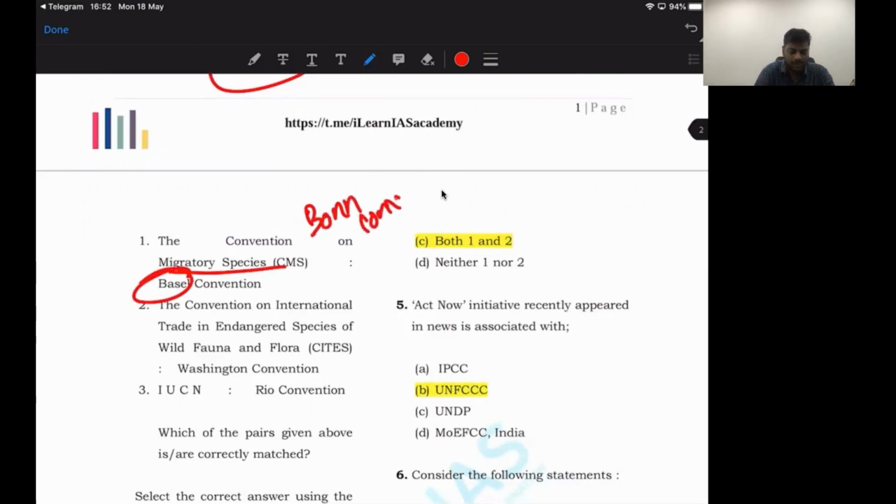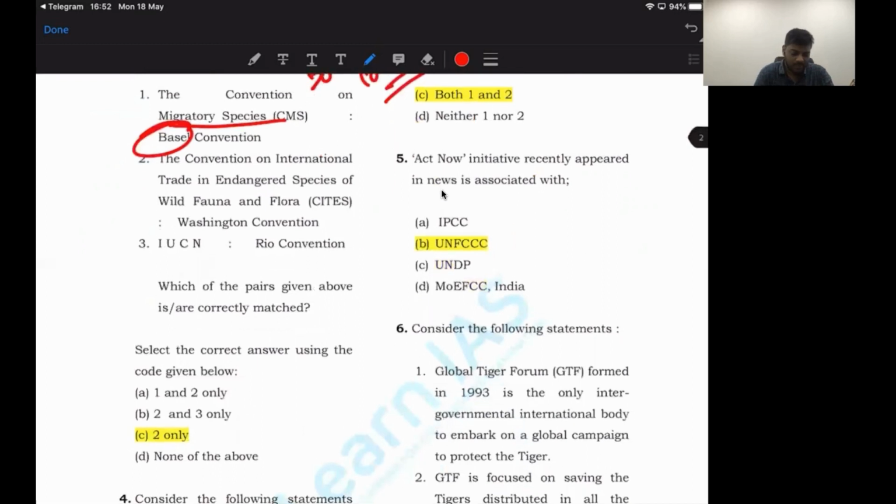The Bonn Convention is pretty much in the news because its latest Conference of Parties was held in India. So the first pair is wrong. The Basel Convention is not CMS; CMS is actually the Bonn Convention. Then the Convention on International Trade in Endangered Species of Wild Fauna and Flora, CITES, which is also known as the Washington Convention, which is true.